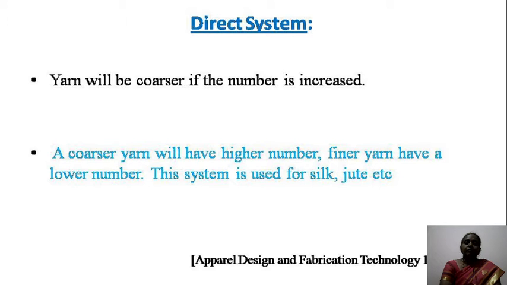The yarn will be coarser if the number is increased. In the direct system, if the yarn number is high, the yarn will be coarser. A coarser yarn will have a higher number, and a finer yarn a lower number. Yarn number will be high in the coarser, thicker yarn, and the finer yarn will have a lower number. This system is used for silk and jute.